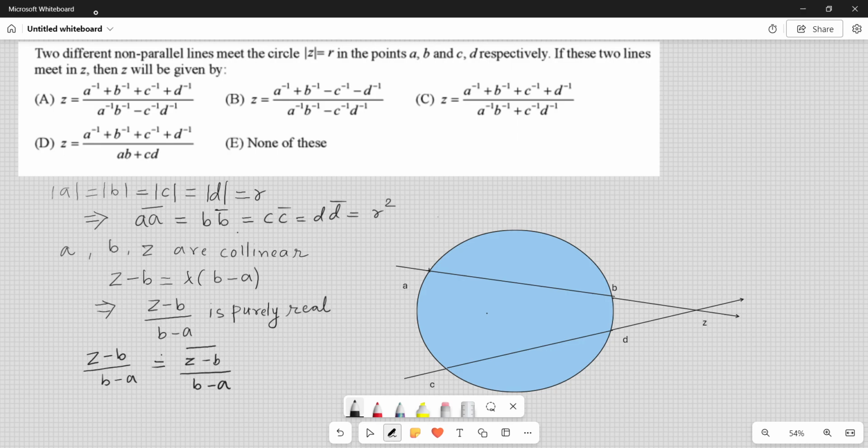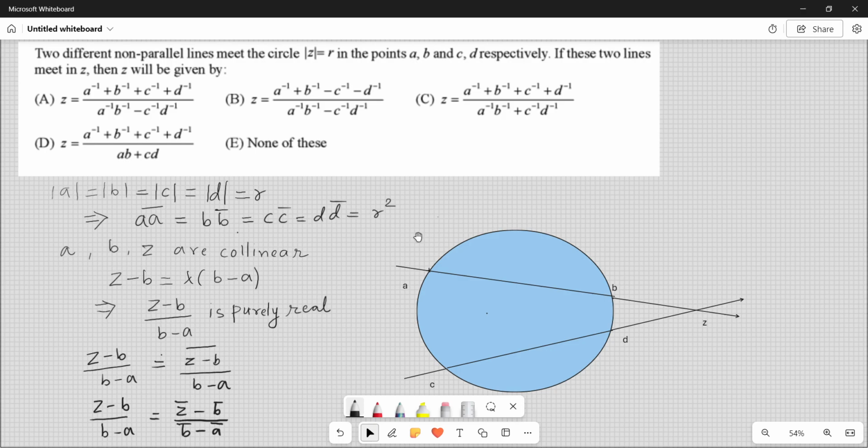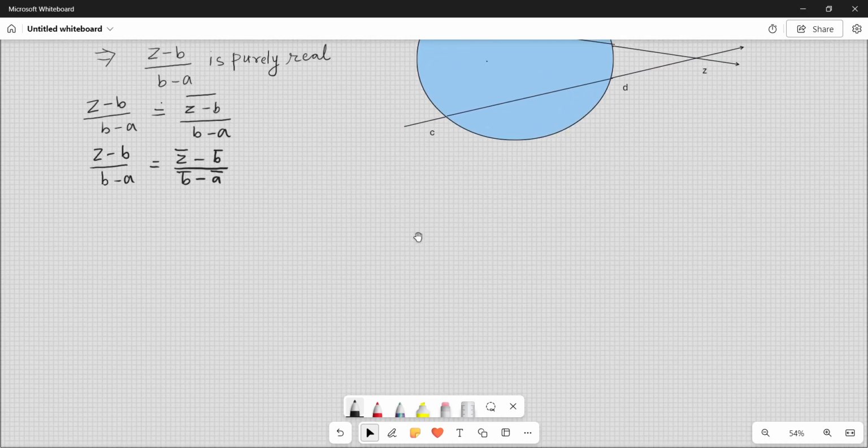Now if I'm writing this as conjugate of, then this bar will percolate to each and every member. That means I can write it like this: (Z minus B) by (B minus A) is equal to (Z-bar minus B-bar) upon (B-bar minus A-bar). Once I'm able to write this, it is very clear that we need to cross multiply.